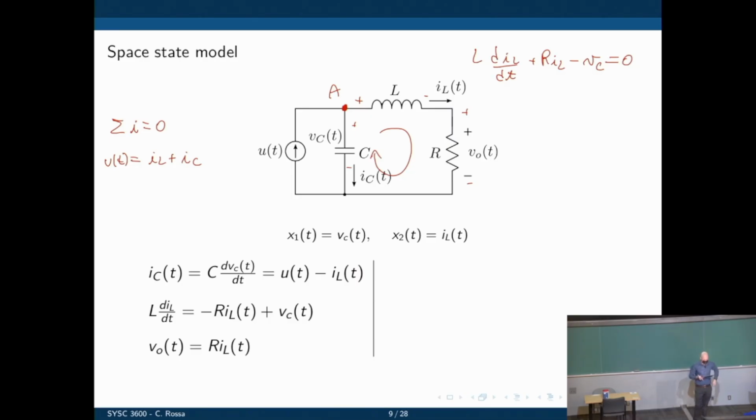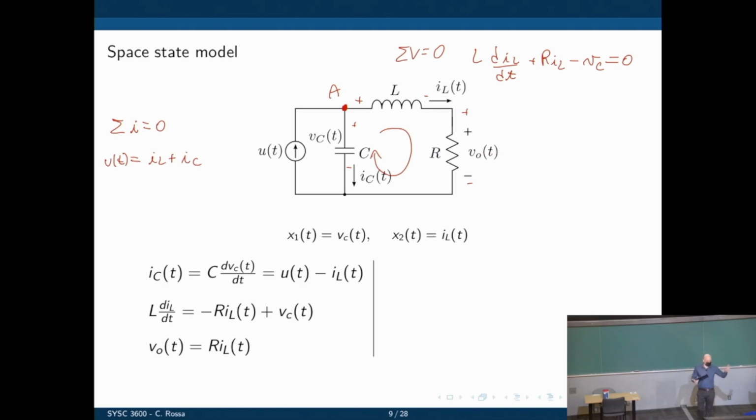And that's the second equation. So in this equation here, we did sum of voltages equals 0. And these two equations are sufficient to derive the characteristics of our system. We can go back to the first equation we wrote and replace IL with something else, because now look at this equation.